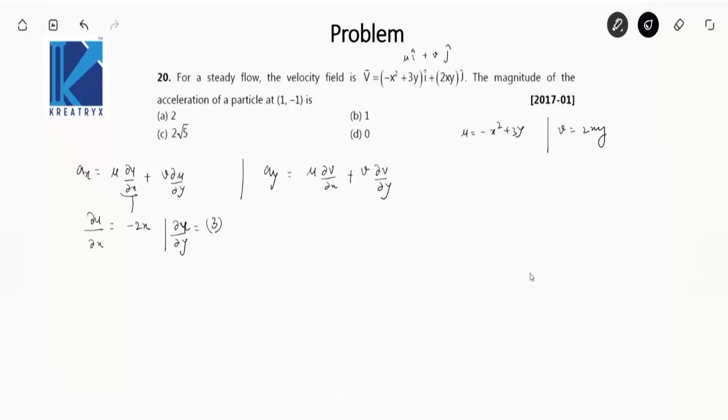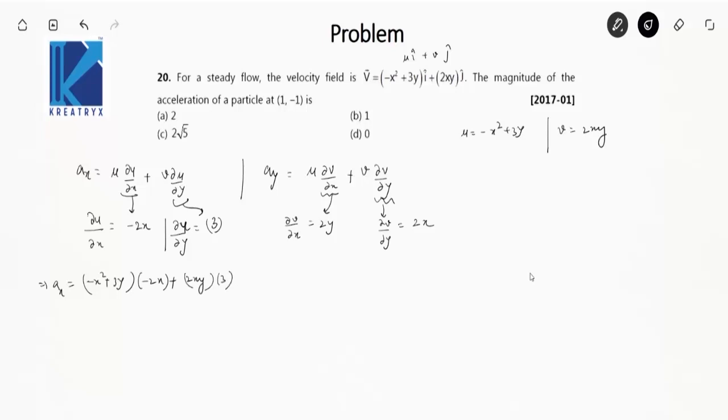So del u by del x will be minus 2x and del u by del y will be equal to 3. Del v by del x will be equal to 2y, whereas del v by del y will be equal to 2x. Okay, find the x component of acceleration, that is ax, by putting all the values. Minus x square plus 3y into minus 2x plus 2xy into 3.